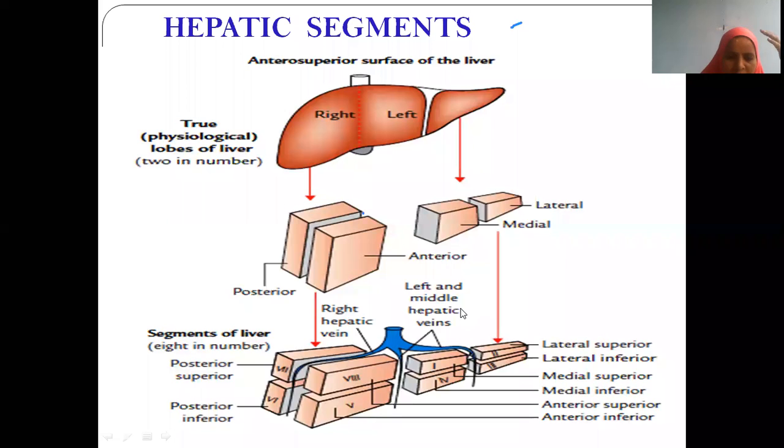So overall, how many segments will we have? Ten segments. Like that we divide. These are the hepatic segments. Yes, ma'am. Only 8? No.